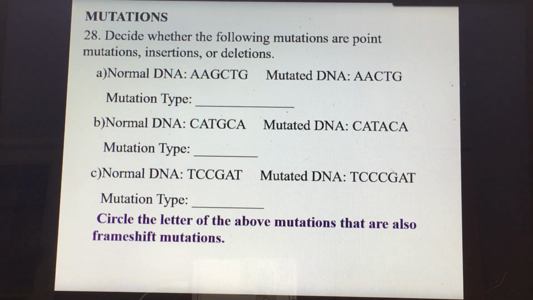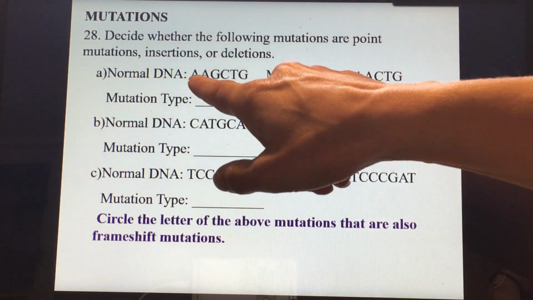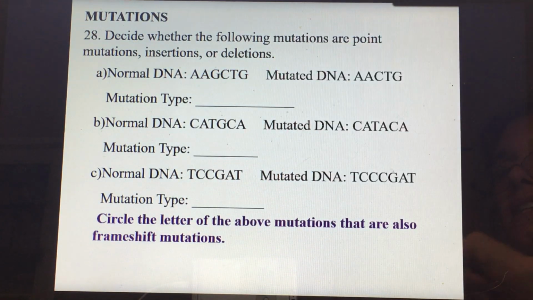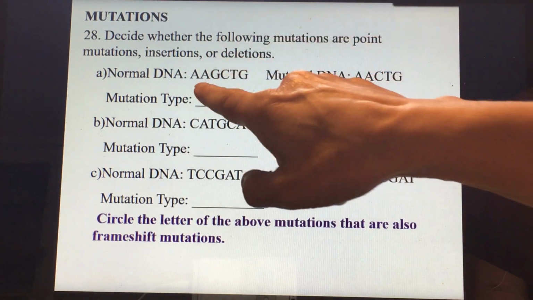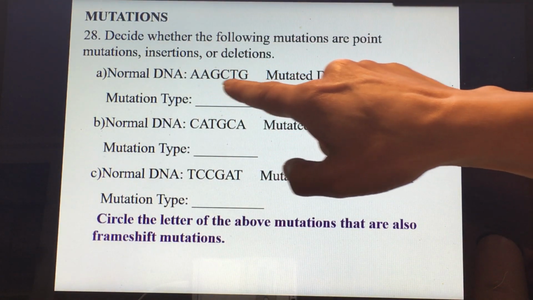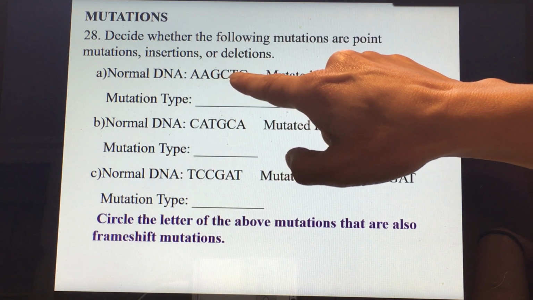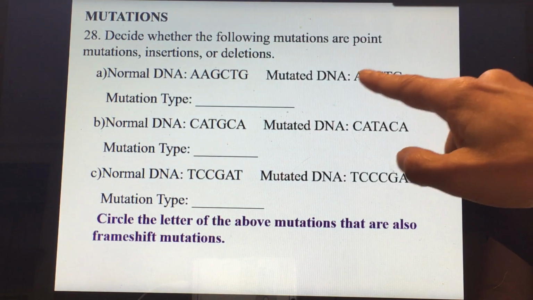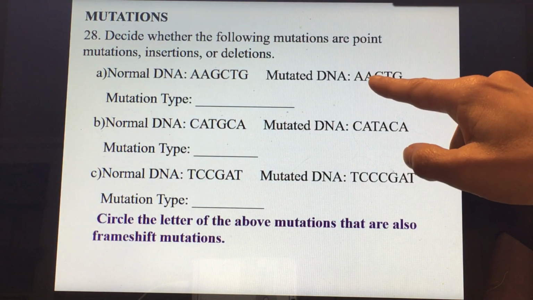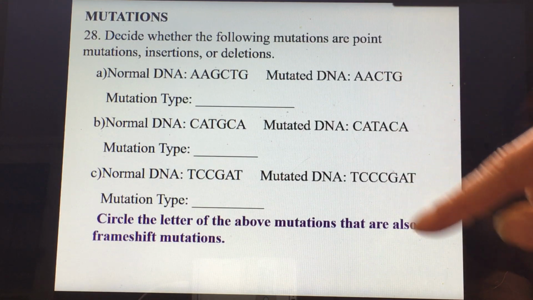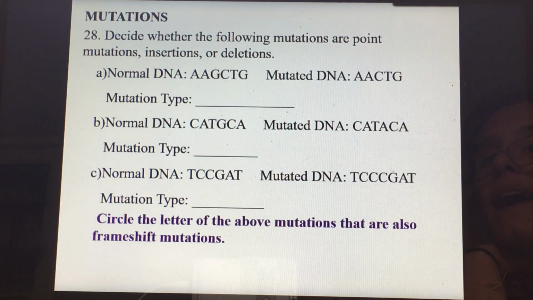So here we have 3 examples of a mutation. And if you look at this diagram, you see the normal DNA sequence and the mutated sequence, and they're asking you to identify whether it is a point mutation, an insertion, or a deletion. So in this particular example, we have AAGCTG, and now we have AACTG. So what type of mutation do we have?